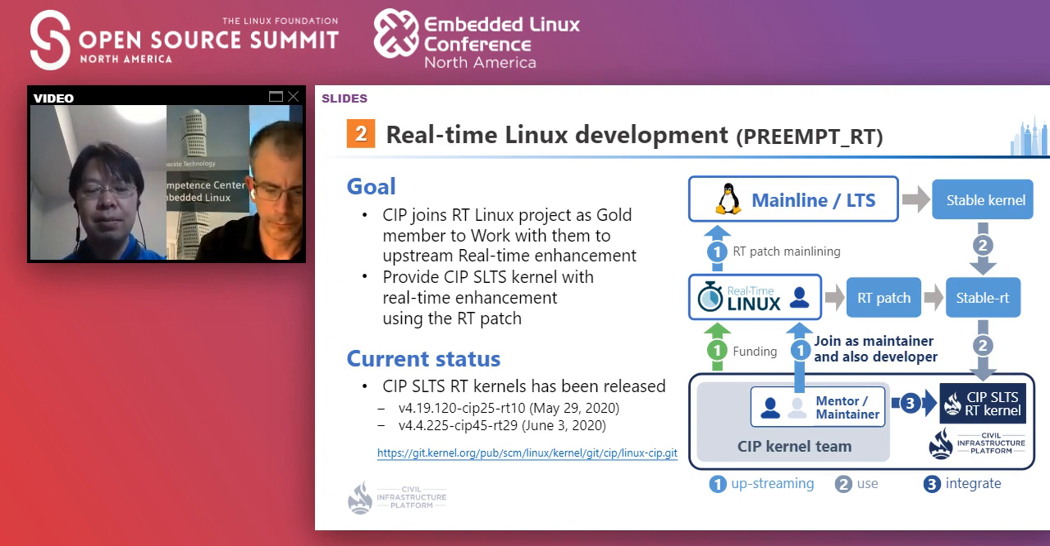That means if we want to use a stable kernel with real-time features, we need to create a stable RT kernel. So that makes the work twice, which means we need to maintain the stable kernel and the stable RT kernel. When the real-time Linux kernel is merged, we can also directly contribute to the stable project. That makes it much easier not only for Linux kernel users, but also for our use cases. This is why we directly contribute to the real-time Linux kernel project.